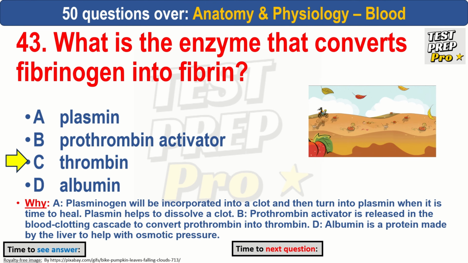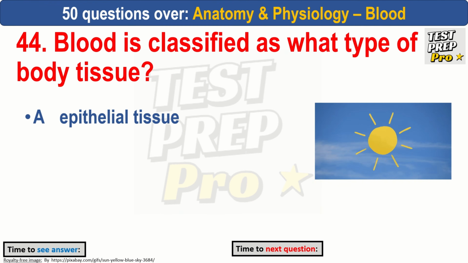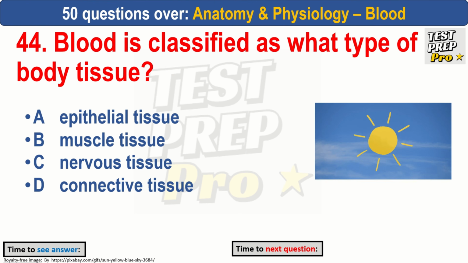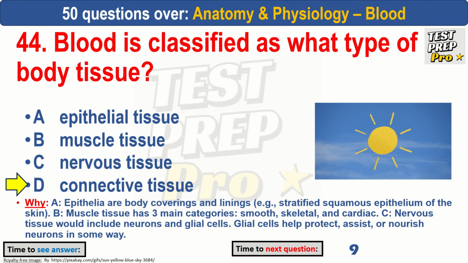of calcium ions. Blood is classified as what type of body tissue? Is it A, epithelial tissue, B, muscle tissue, C, nervous tissue, or D, connective tissue? So which tissue category does blood fall under? It's going to be connective tissue. Other examples of connective tissue would be like bone, cartilage, tendons, ligaments, adipose.